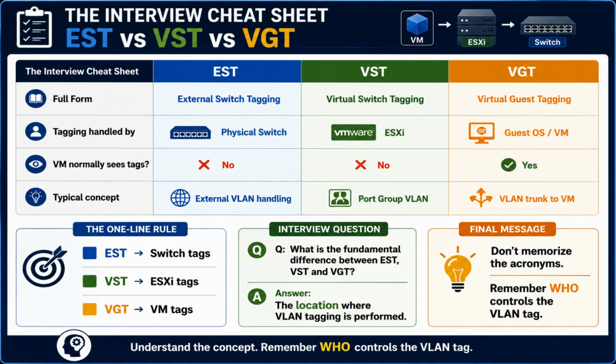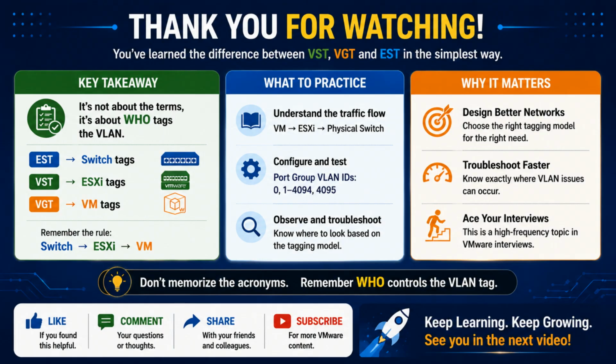You can remember it with just 3 lines. EST, switch tags. VST, ESXi tags. VGT, VM tags. And if you remember only one thing from this video, remember this. Don't memorize the acronyms. Remember who controls the VLAN tag. Once you understand that, EST, VST, VGT, VLAN 0, normal VLAN IDs, and VLAN 4095 all start making much more sense. That's the simplest way to understand VMware VLAN tagging.